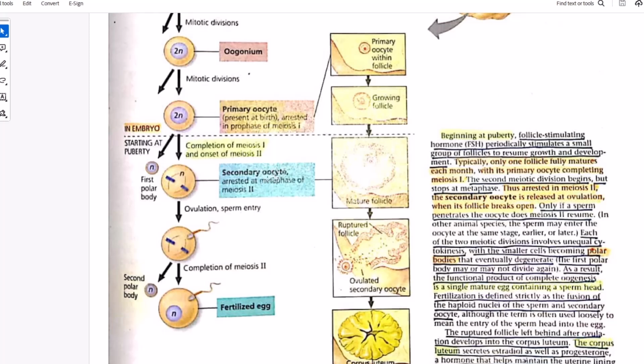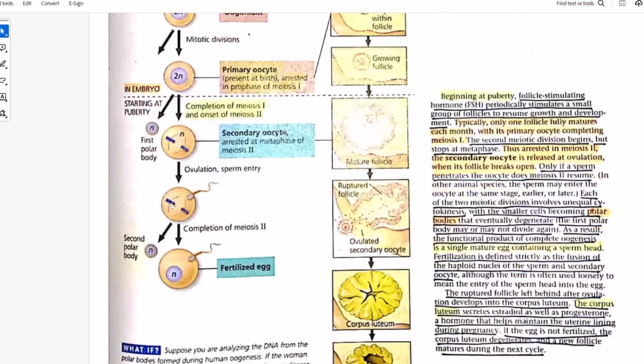But this secondary oocyte again undergoes meiosis 2 cell division, but it completes the prophase and will be arrested at the metaphase of meiosis 2. And after the sperm entry, the meiosis 2 cell division will be restarted, and this will cause the completion of meiosis 2. Since this meiosis 2 is an equational division, two types of cell can be formed. One is the second polar body and another is the matured ovum.